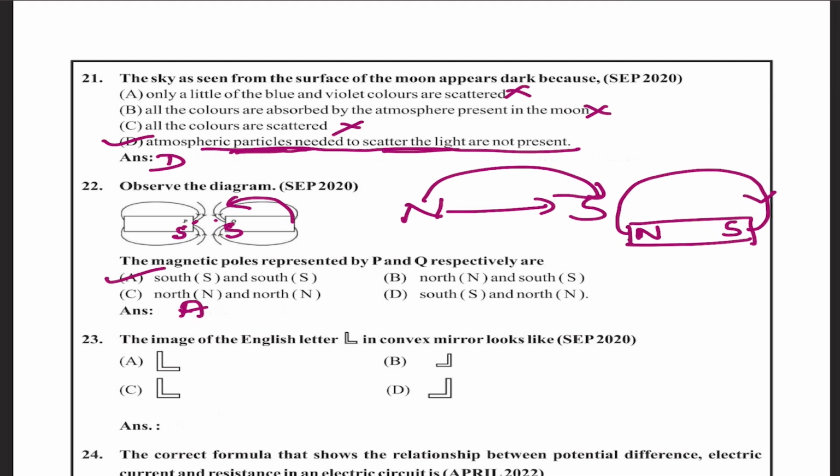It doesn't get enlarged. In a convex mirror, it doesn't get enlarged. So the correct option is option B. For 23rd question, the correct answer is option B. Size of the image and lateral inversion are the two things we have to keep in mind.